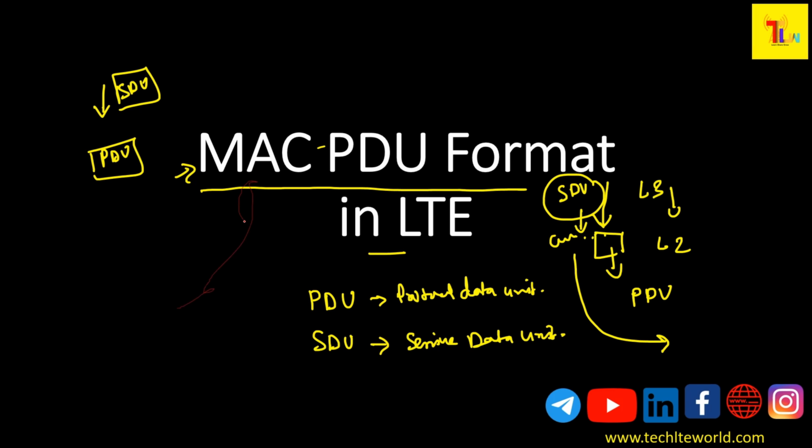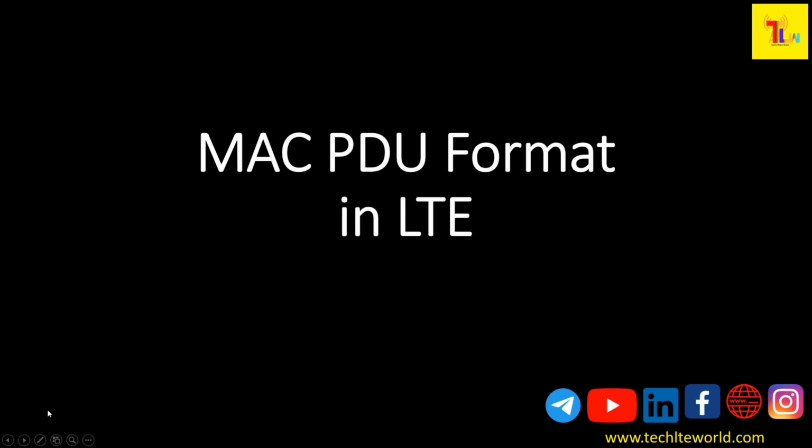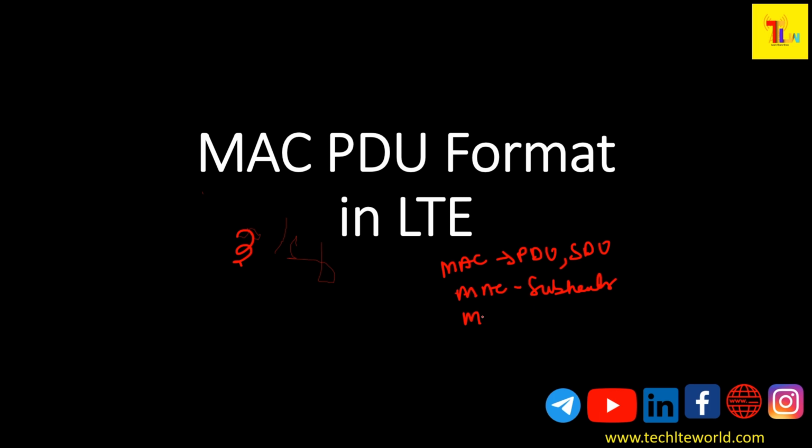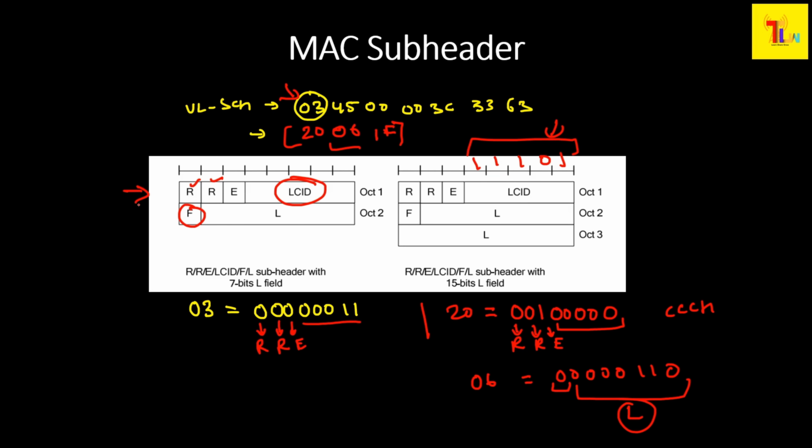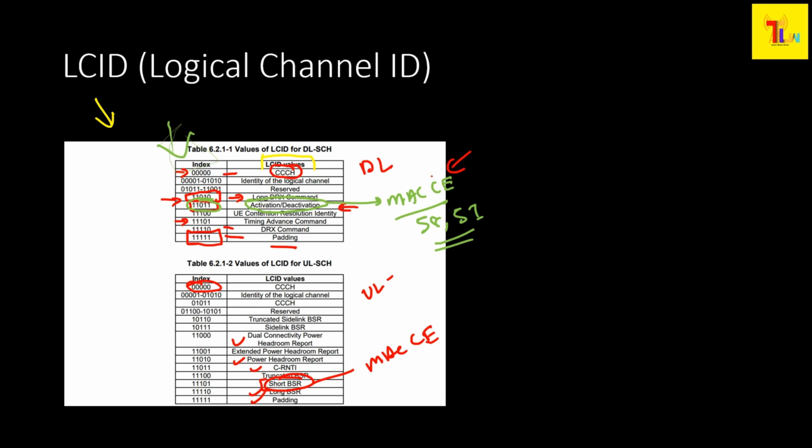So in this video we are able to understand about MAC PDU, SDUs, and the MAC subheader. LCID I will cover in a separate video, and MAC CE also in a separate video. But you are able to understand how to read these subheaders. This is very important, and this is your LCID table as per the 3GPP.